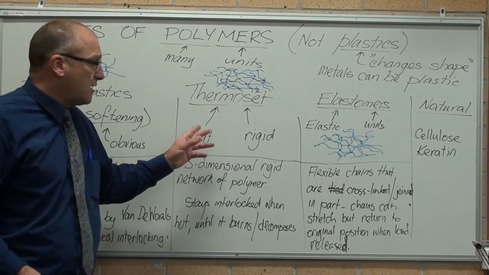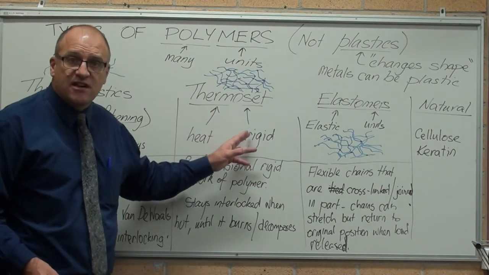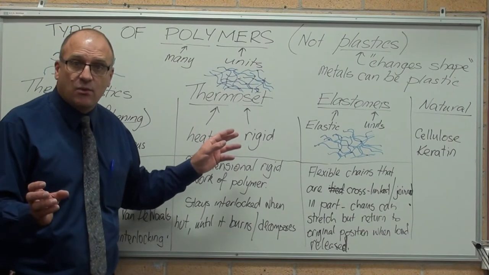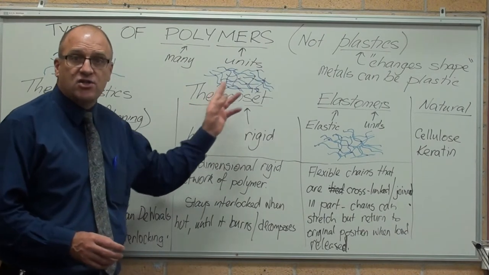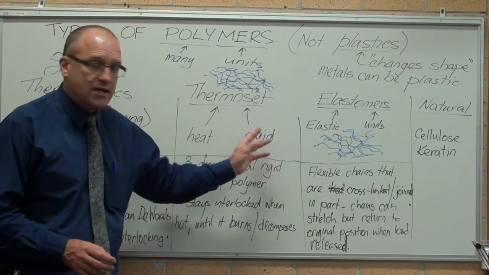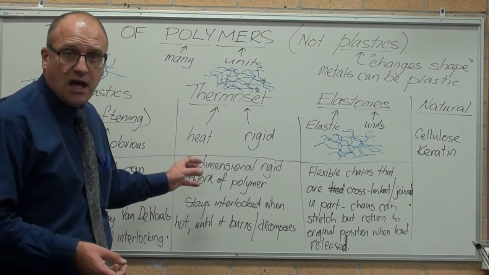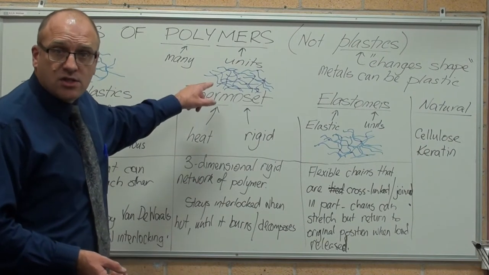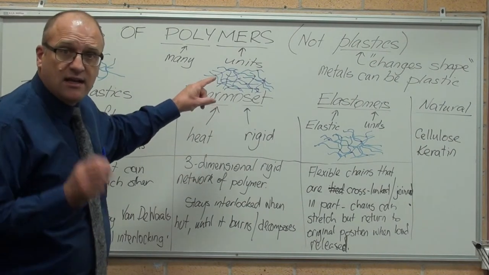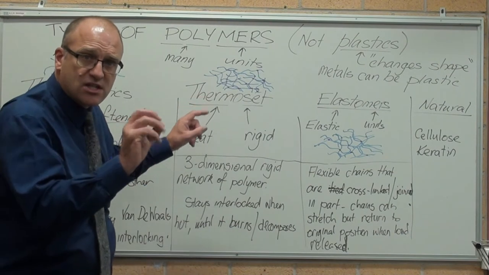Thermosets, the second category: heat them up, they stay rigid. If somebody's set in their ways, they don't change. A thermoset, when you heat it up, it doesn't change. They're a three-dimensional rigid network. If you throw this video over to HD, you can see the red dots I've drawn in that, indicating the crosslinks.